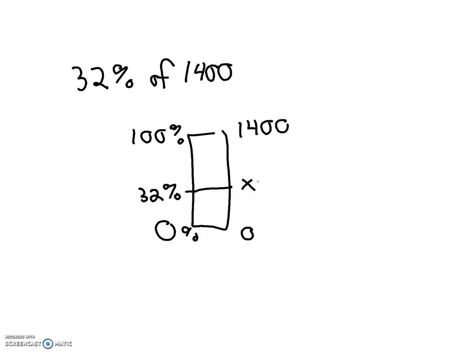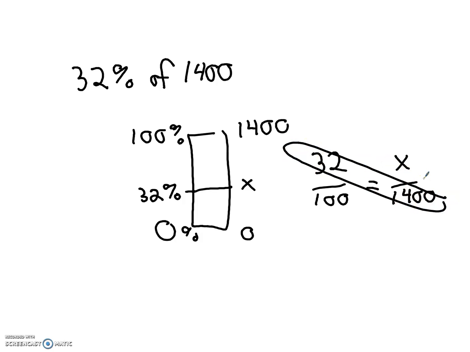How many people is that? So we'll write our ratios again. 32 out of 100 is going to equal x out of 1,400. Okay, same thing. Multiply these two together, and that's going to get us the same thing as if we multiply those two together. So 100 times x.